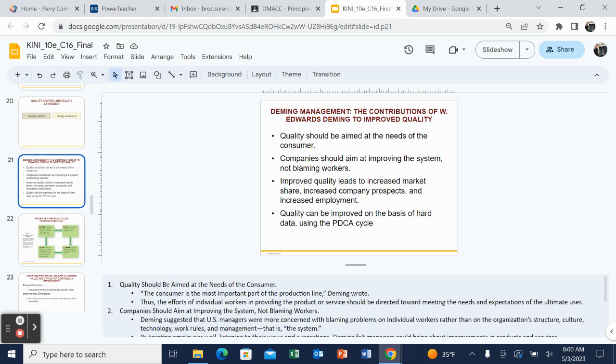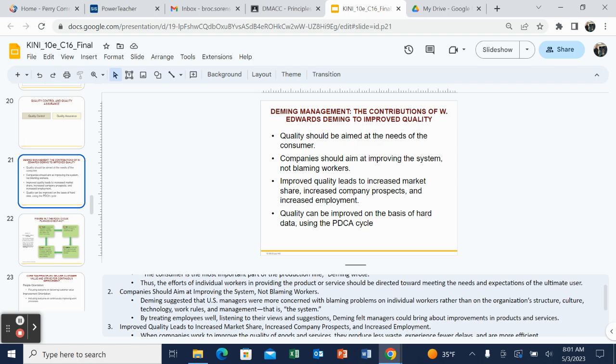So, Deming management. So, the contributions of W. Edwards Deming to improve quality. So, quality should be aimed at the needs of the customer. So, the customer is the most important part of the production line. Deming wrote this. So, thus, the efforts of individual workers in providing the product or service should be directed towards meeting the needs and the expectations of the ultimate user.